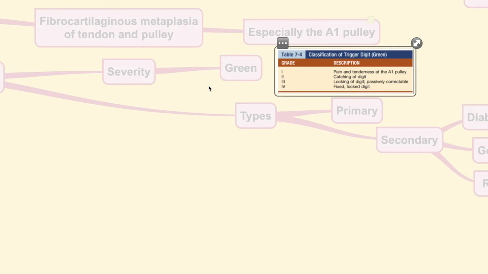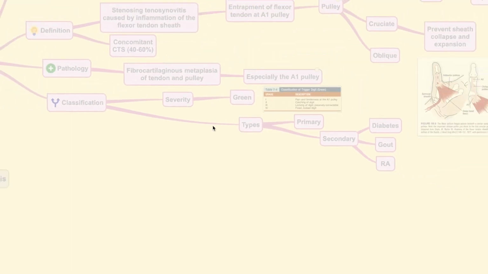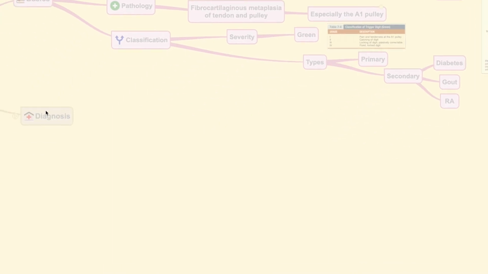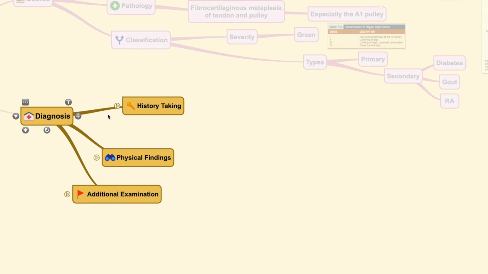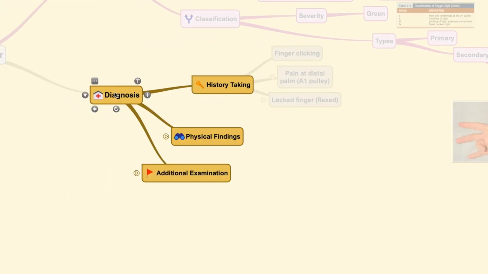So, for this classification, it is a good to know classification. Usually in exams, people will want to know how well you know the topic and how you can classify the condition. And the Green classification would be very useful for them. So, the next would be diagnosis.